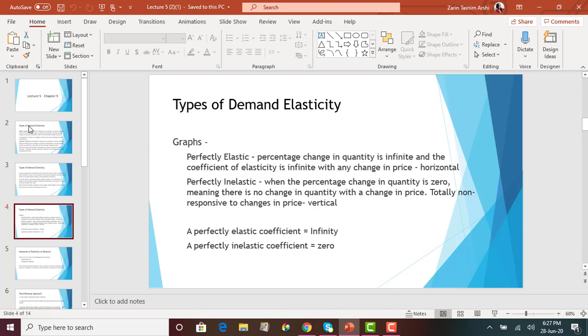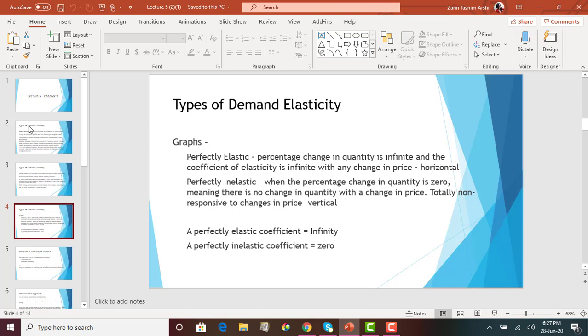Whenever there is a change in price for a good that has a perfectly inelastic coefficient, there will be no change in demand. Consumers will not change their quantity demanded, and therefore the percentage change in quantity demanded is zero with the change in price. Totally non-responsive to changes in prices.